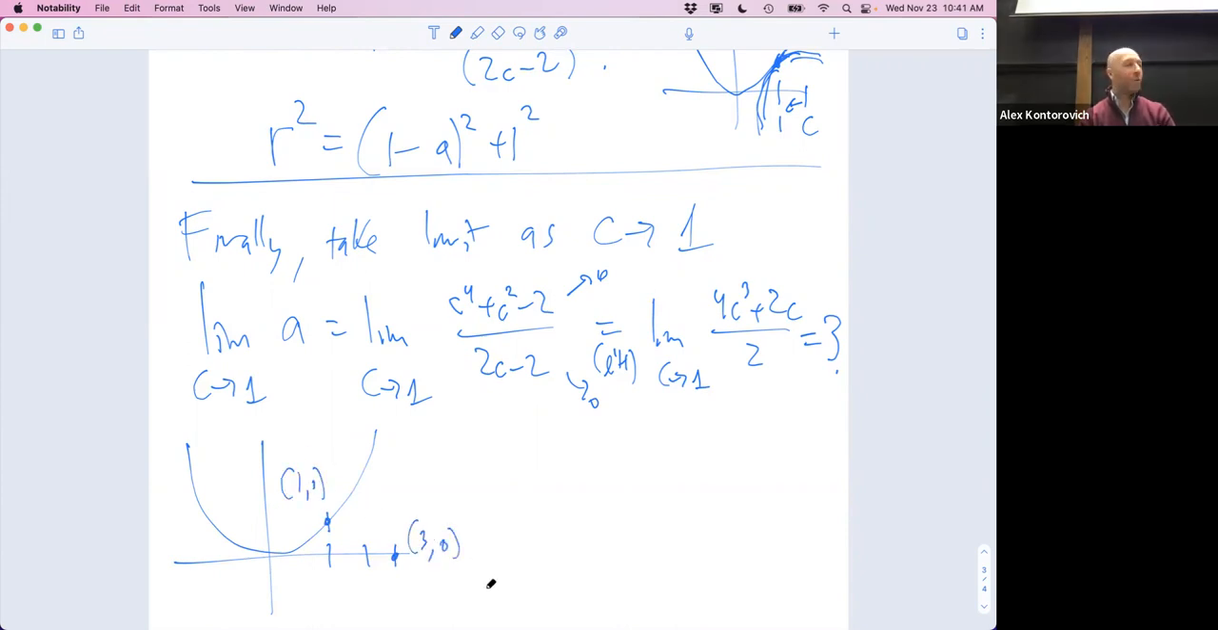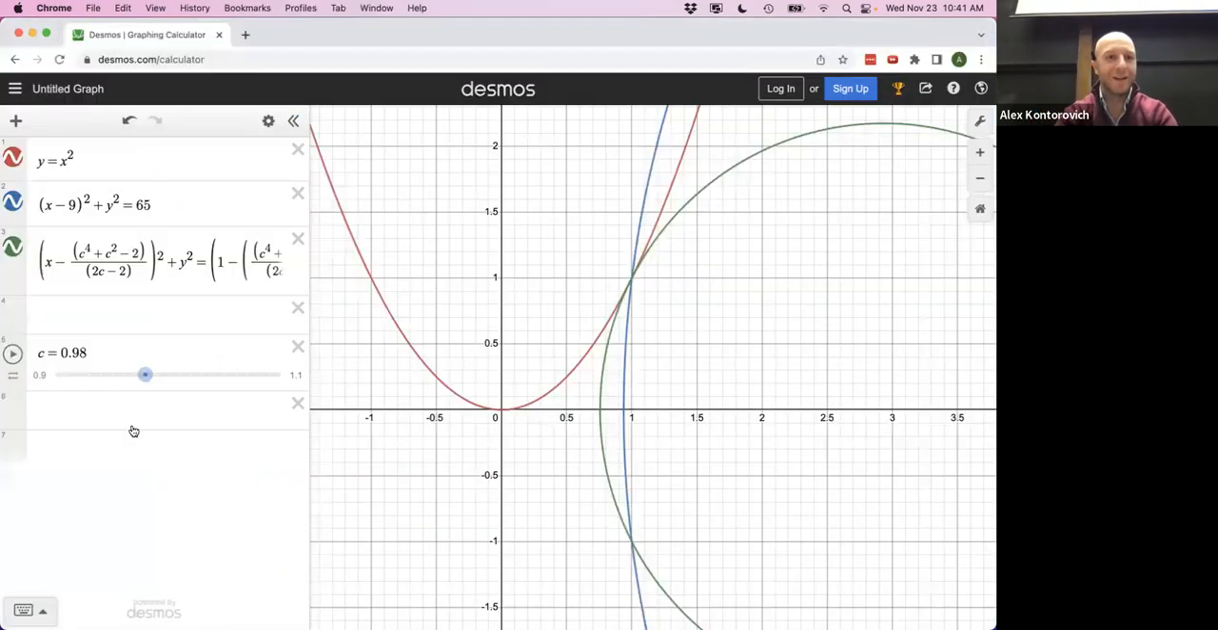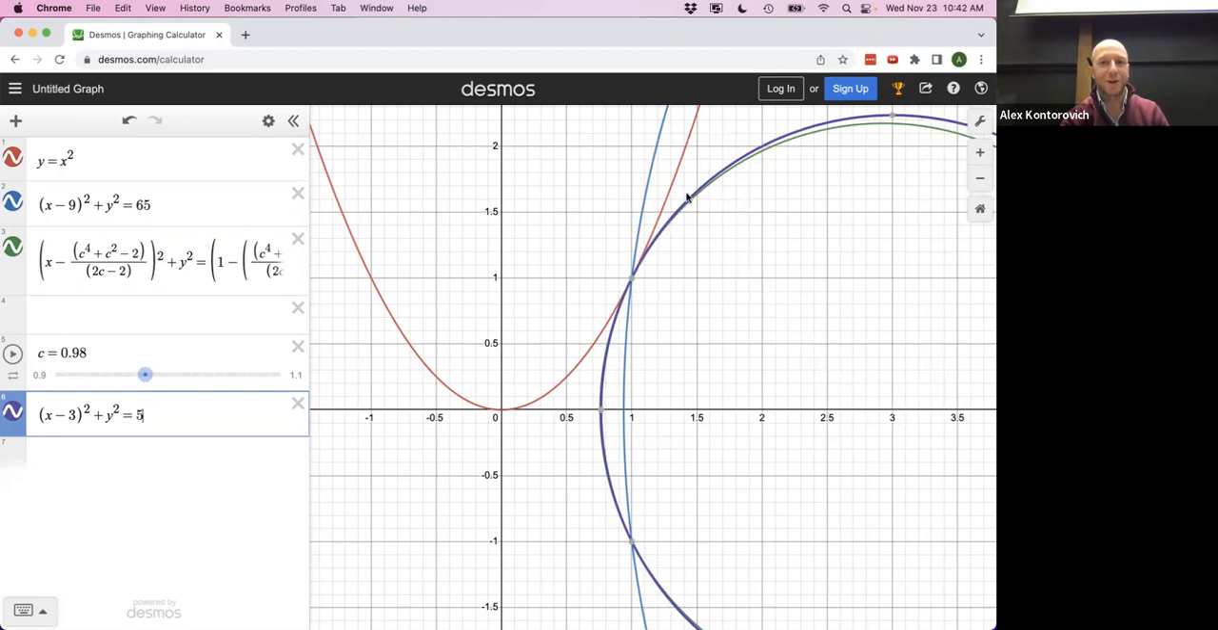And here's the point 1, 1. So if I make a circle, and what's this distance? This distance is root 5. Distance is root 5 between those points. And so if I draw the circle, finally, x minus 3 squared plus y squared is equal to root 5 squared, which is 5. That circle is the kissing circle to the curve.